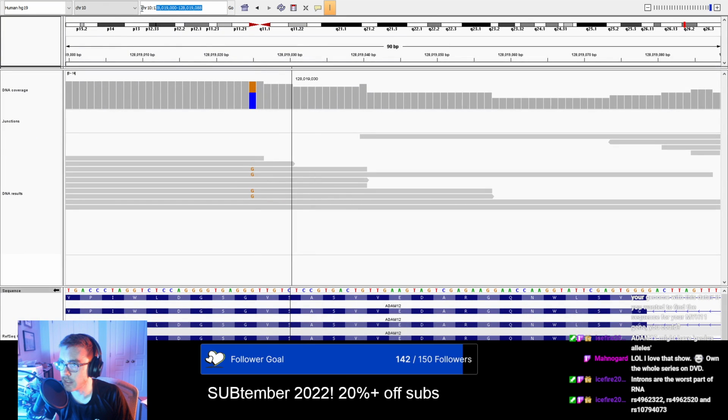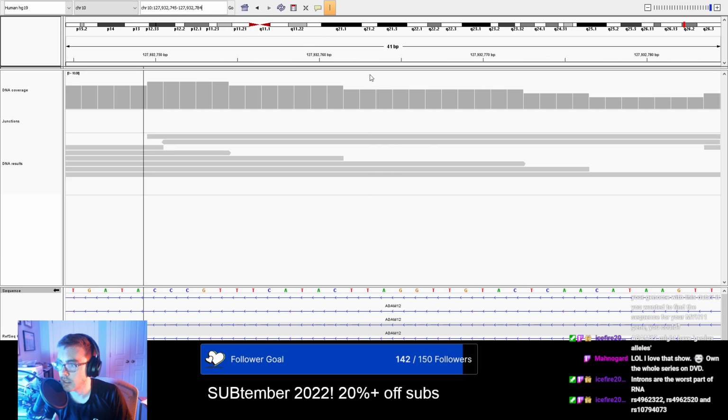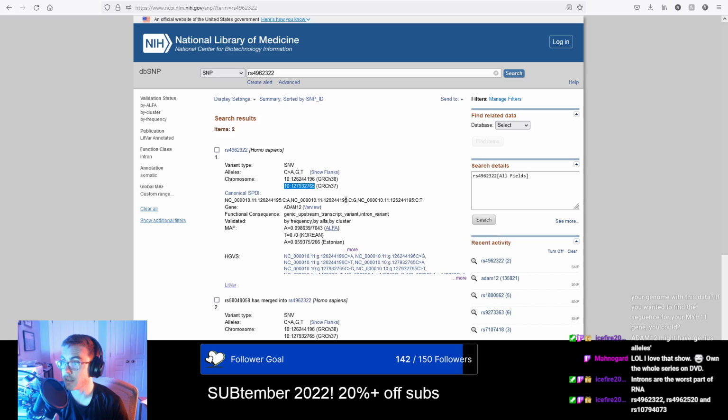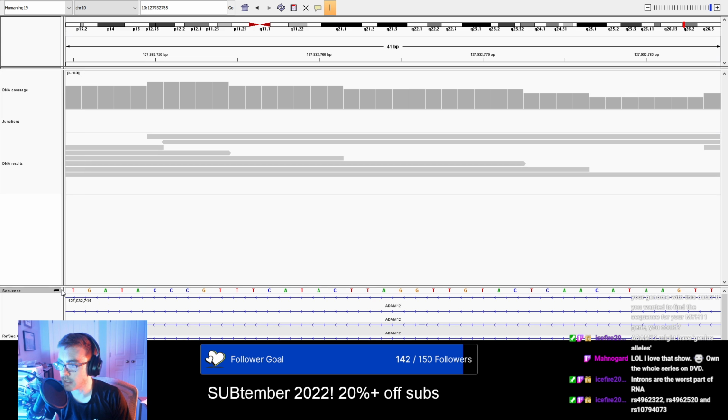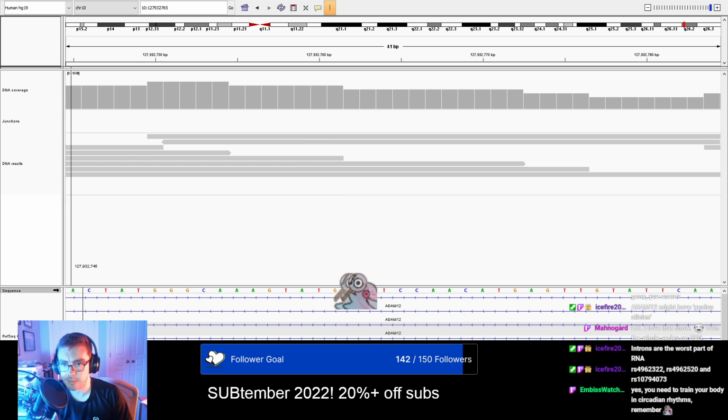Let's see. So that one was 65. I have the standard allele for that one. It's supposed to be a C, so I guess I have this backwards. Yeah, okay. All right, next up.